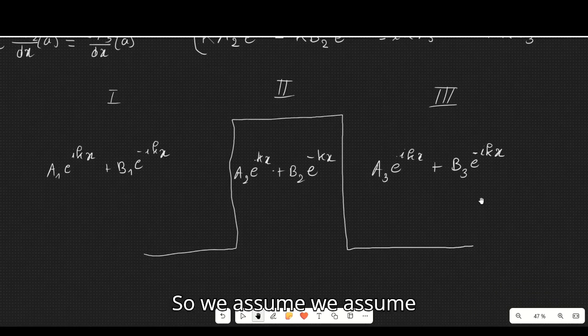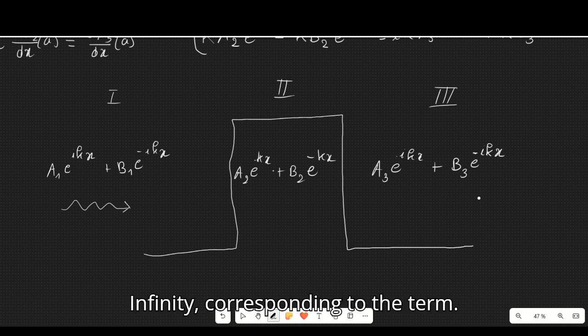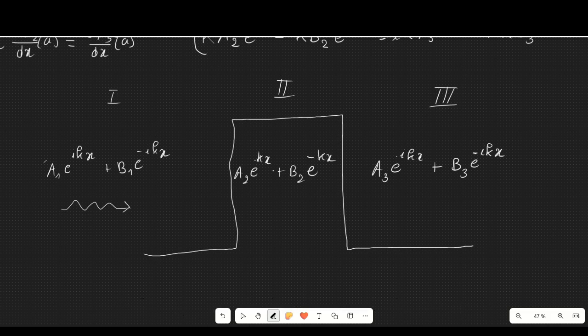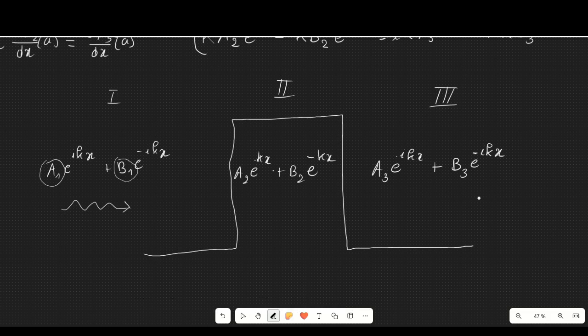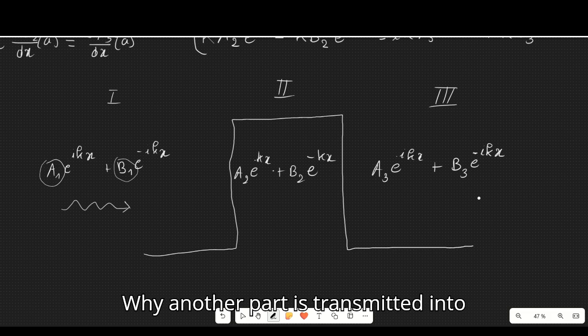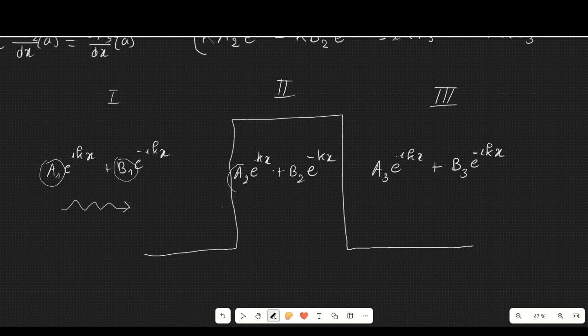So we assume that the particle originates from region 1, this region, and it is emitted from minus infinity, corresponding to the term a1. Part of it is reflected, representing the term b1, while another part is transmitted into region 2, represented by the term a2.